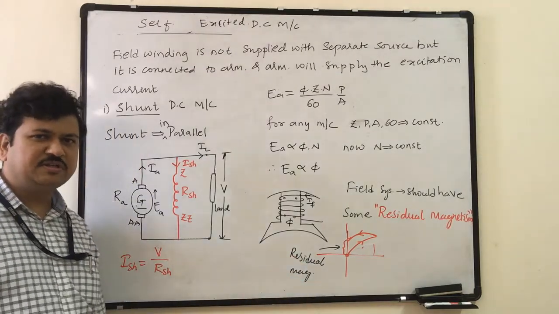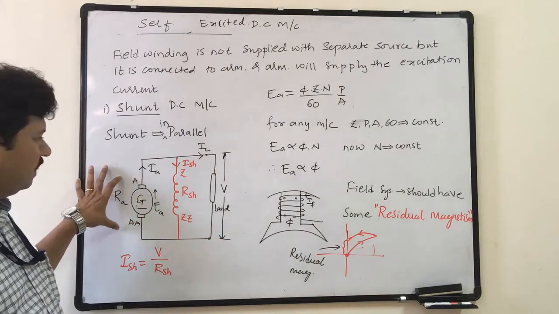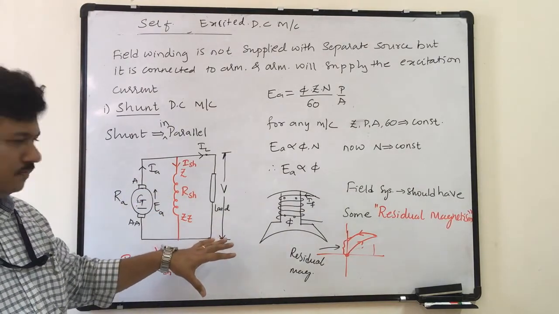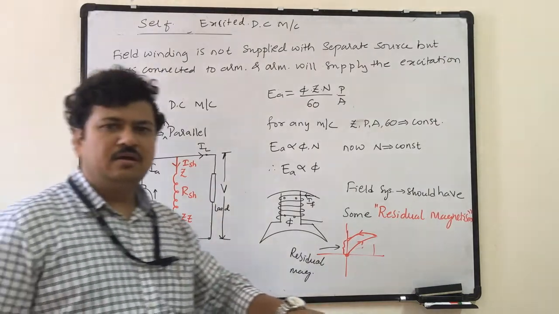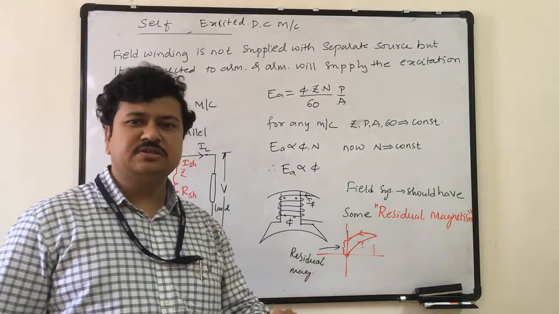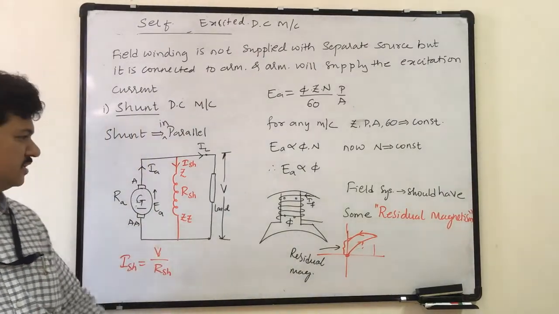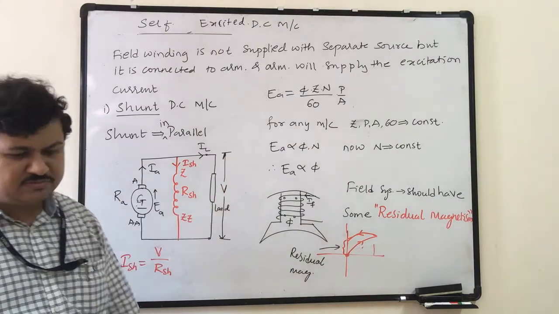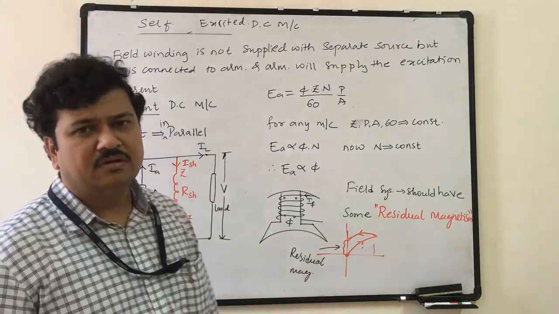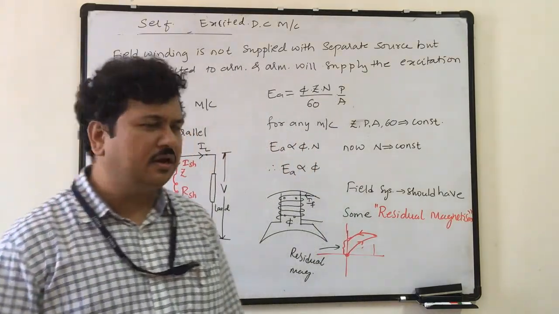In the next 6 months, the moment I provide the field and the prime mover input to the generator, the DC machine starts generating by itself, because the poles of the DC machines are provided with large retentivity. They are provided with high retentivity.